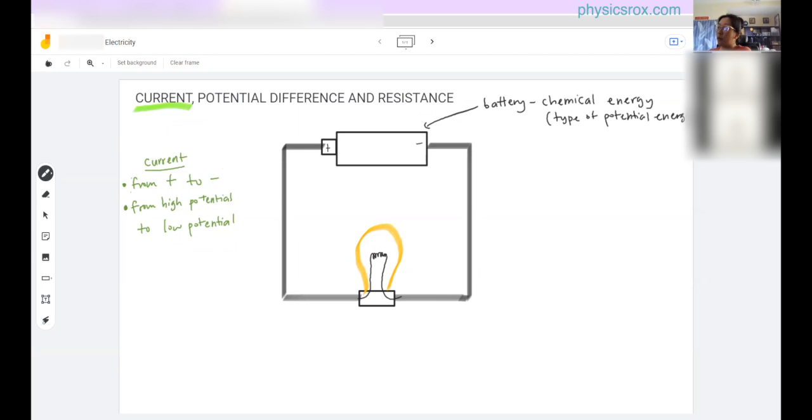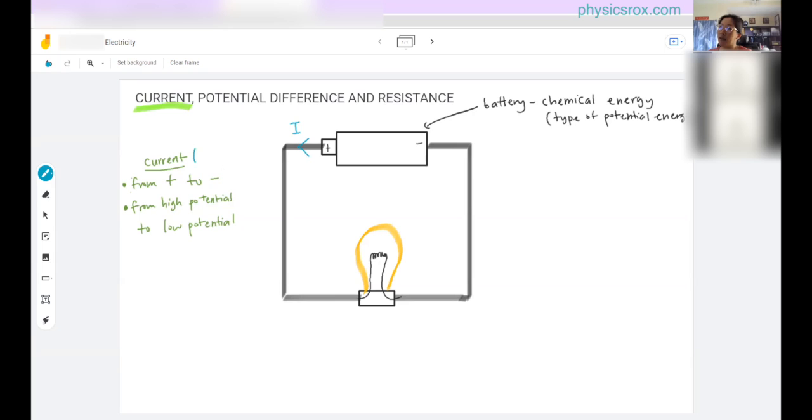So based on this potential idea, that's why we say current flows from high to low, because you think like water flowing from high pressure to low pressure. So same thing, current flows from high potential to low potential. So we always assume that positive is higher potential. So that's why you always see, when they label current, they draw like this. They draw the arrow on the circuit.